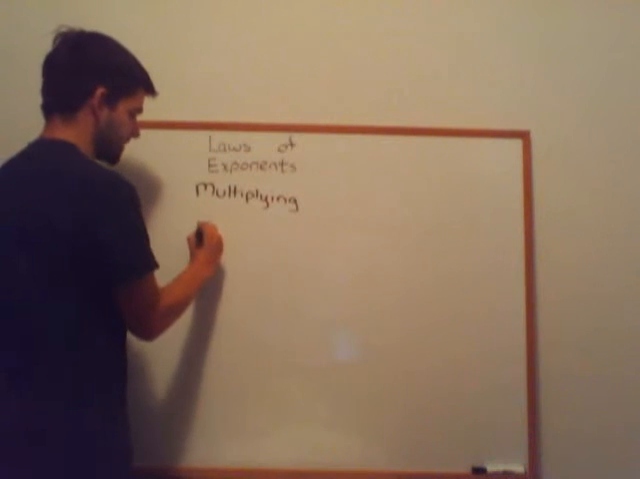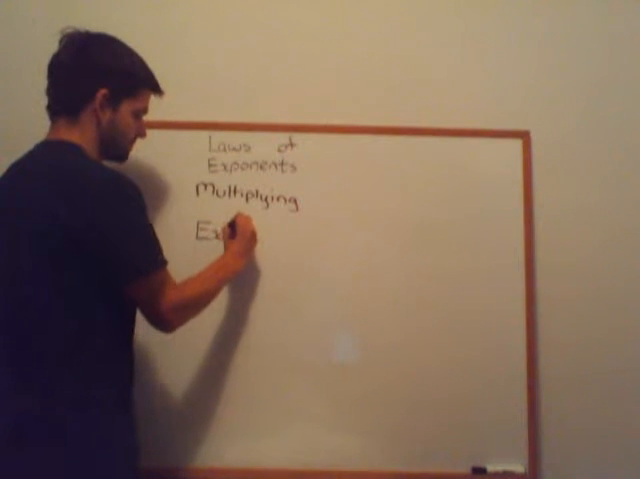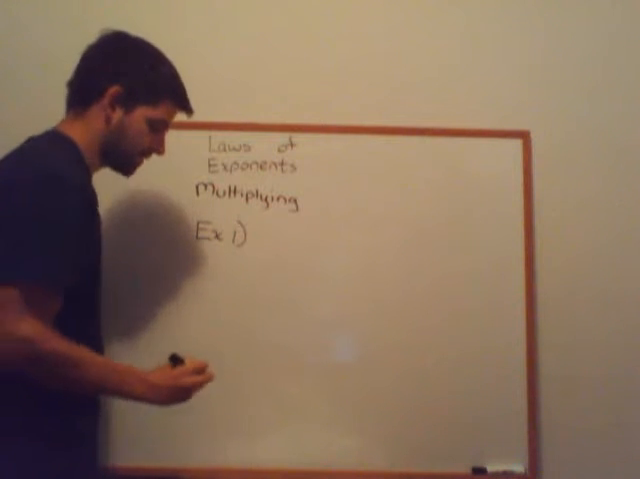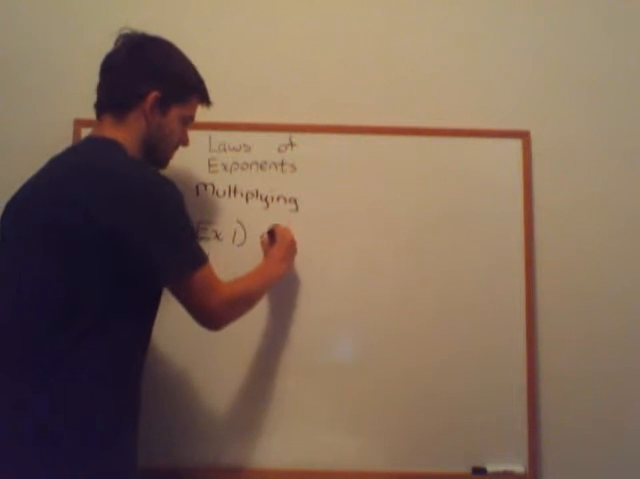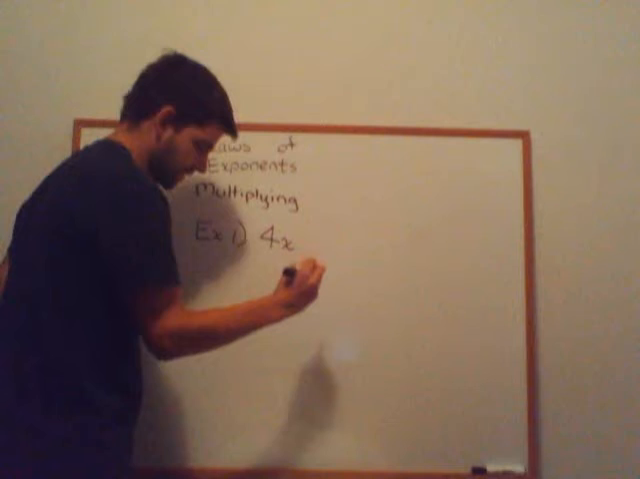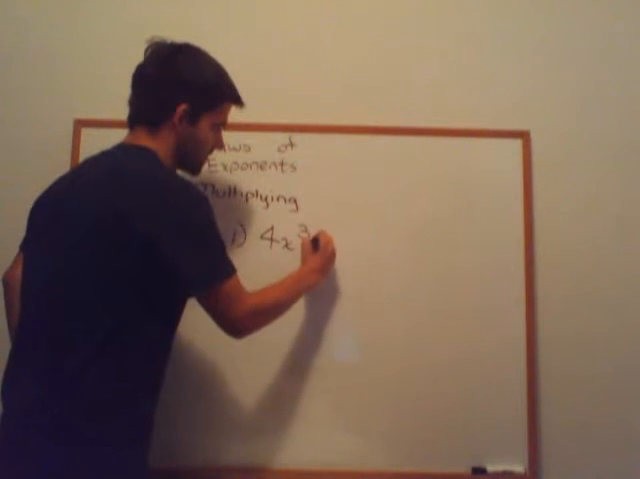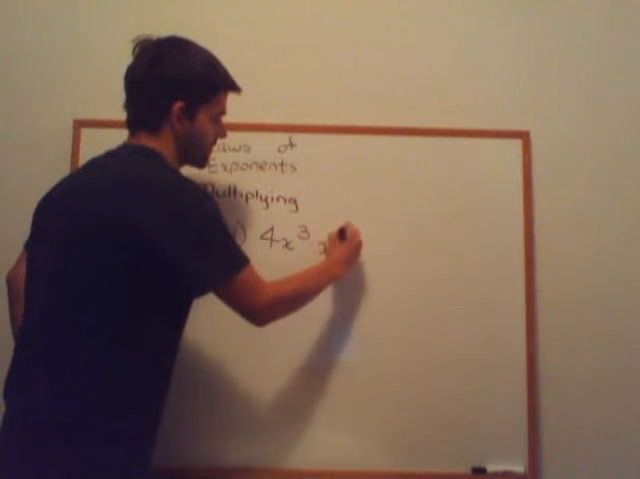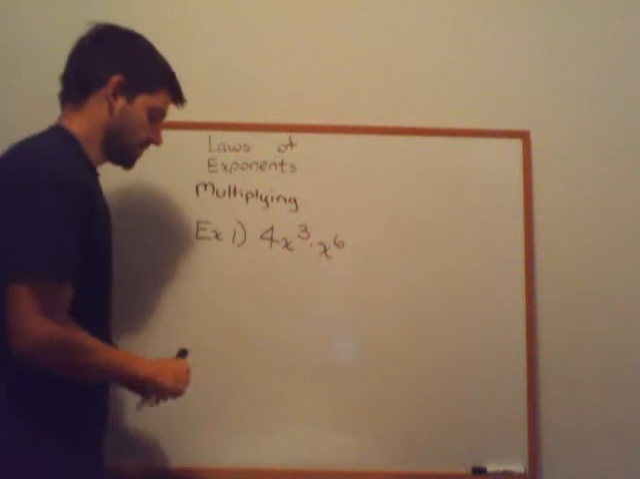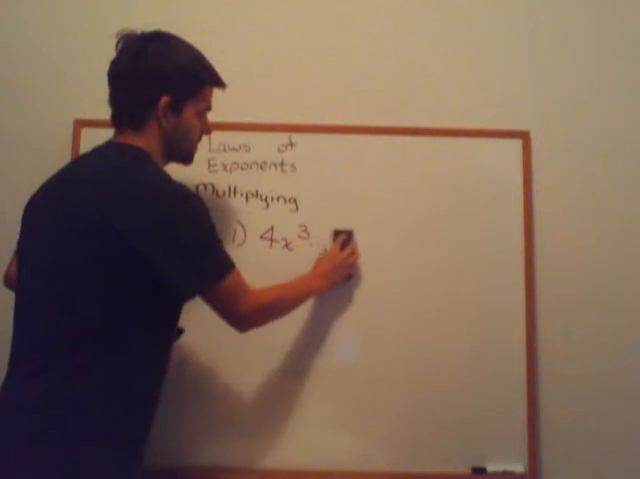So, for my first example, I have 4x cubed times x to the 6th.